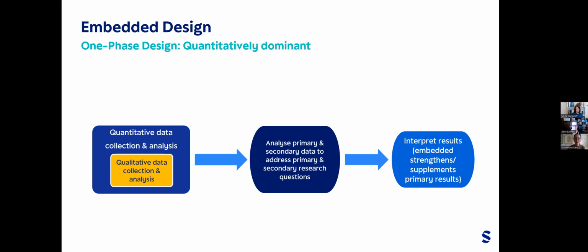Let's now go on to the embedded mixed methods design. So there are two here, and both involve a one-phase design. In both, there's a dominant method and then a secondary method. In this first one, where we have a quantitatively dominant design, the quantitative data is dominant and the qualitative data collection and analysis would be secondary. Both would be analyzed concurrently, but the quantitative data would answer the primary research question, and the qualitative data, which is embedded in the quantitative, would address the secondary research questions.